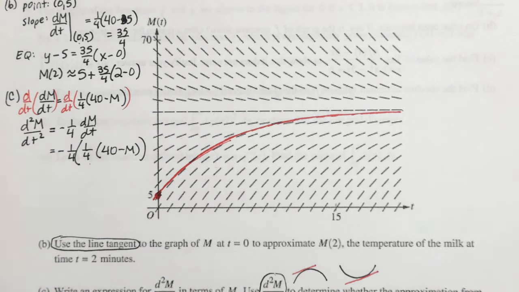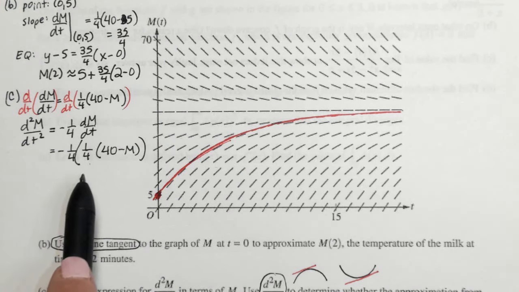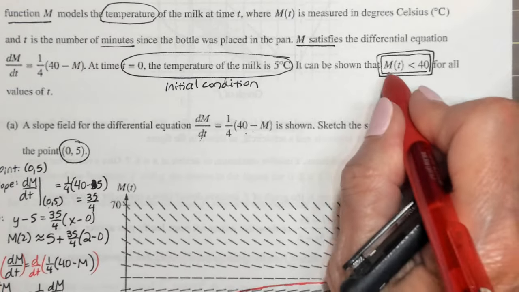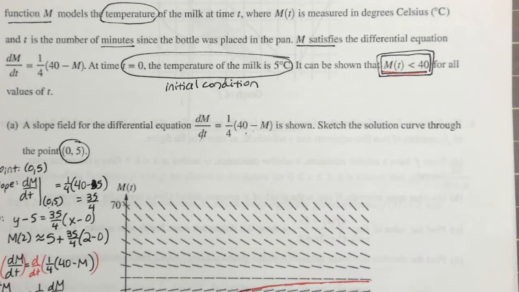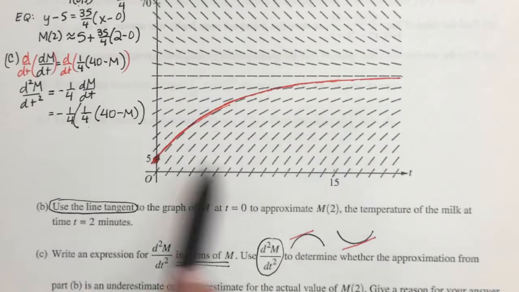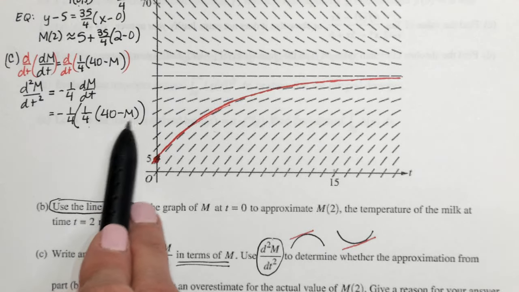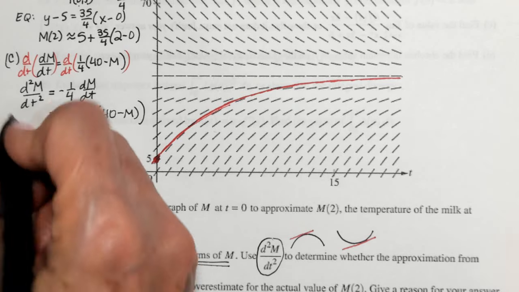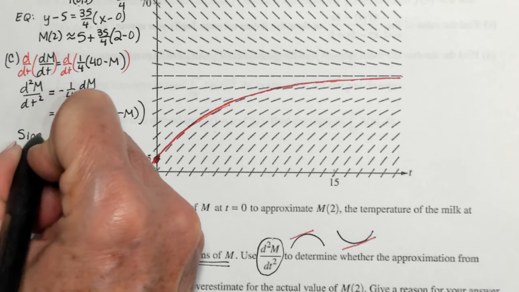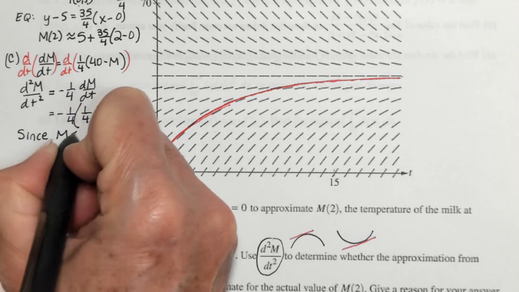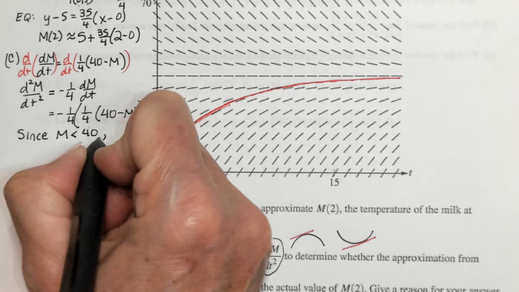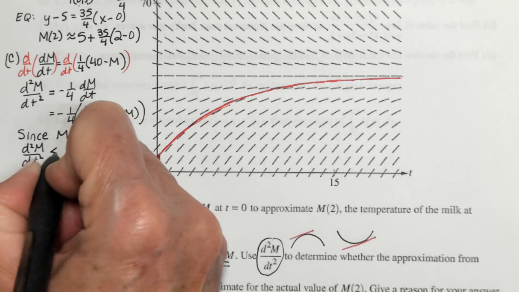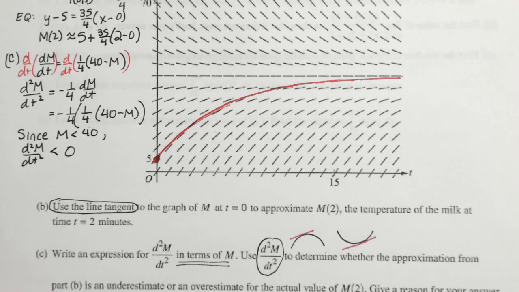Okay, now we need to determine, is this positive, negative, whatever? They told us that m is always less than 40. And if m is always less than 40, this is positive, so the whole thing is going to be a negative. So I need to say my thought process, say what I'm thinking. Since m is less than 40, the second derivative is always negative, less than 0.